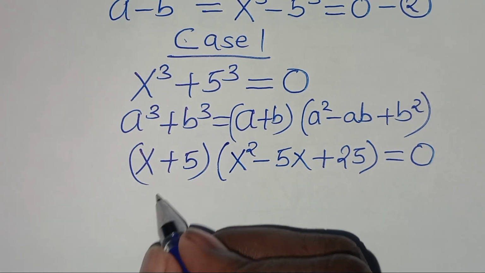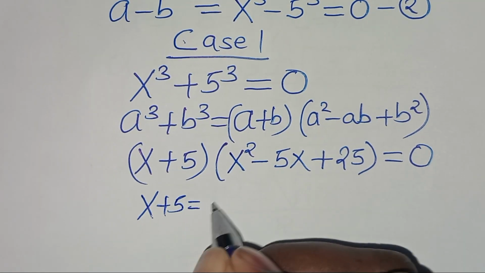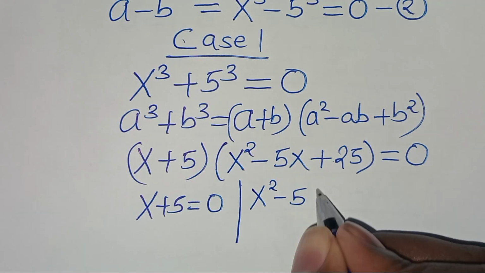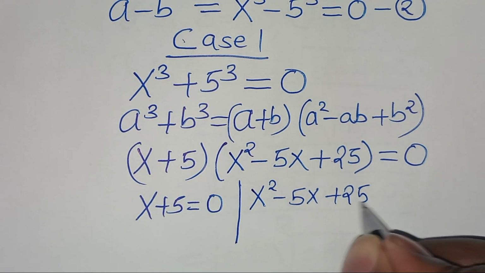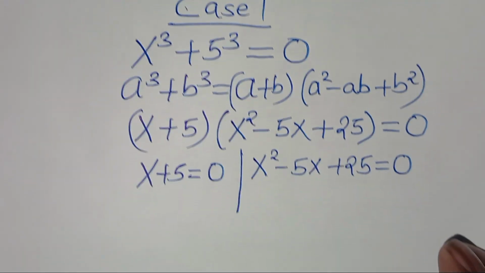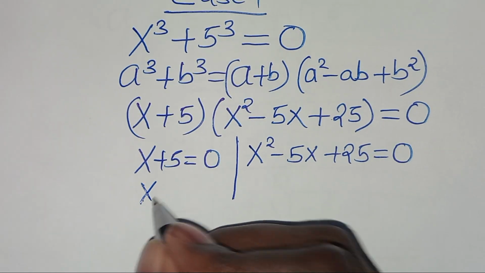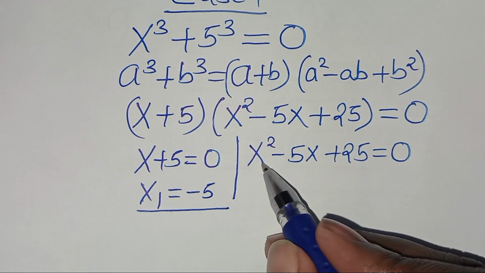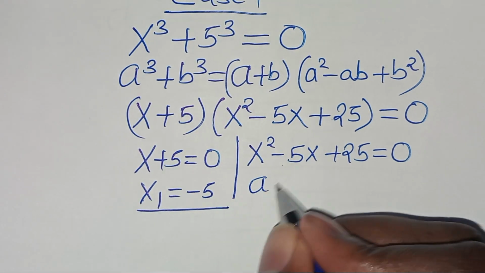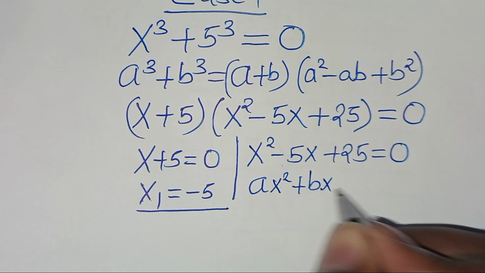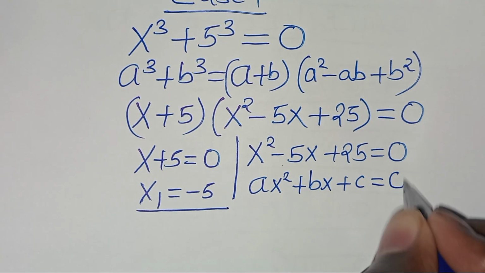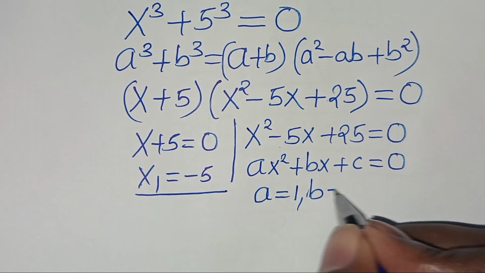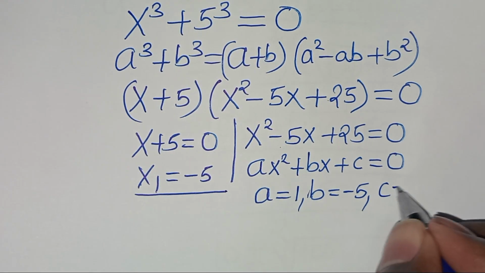From here we have two parts. The first part is x plus 5 equal to 0. The second part is x squared minus 5x plus 25 equal to 0. So from the first part, we have that x1 is equal to minus 5. So this is a real solution. The second part is a quadratic equation of the form ax squared plus bx plus c equal to 0. From this quadratic equation, a is equal to 1, b is equal to minus 5, and c is equal to 25.